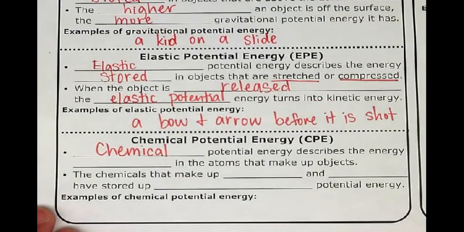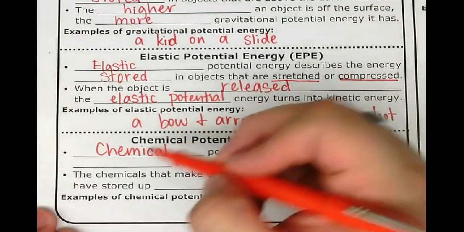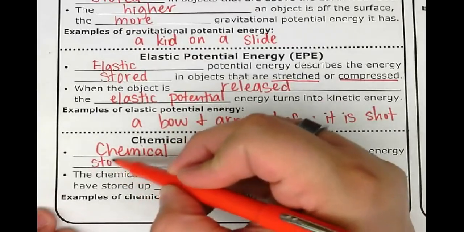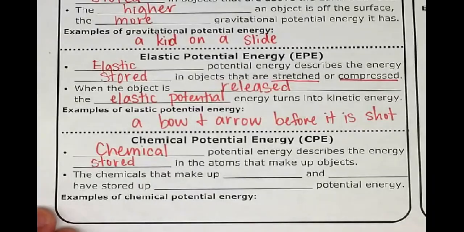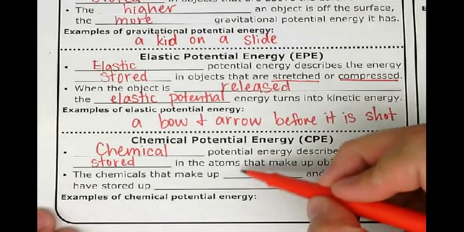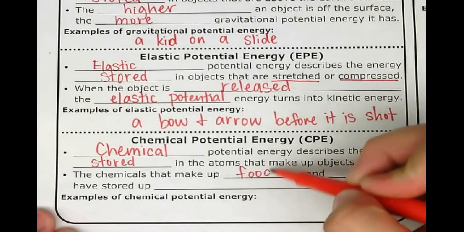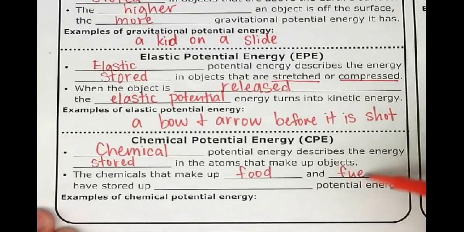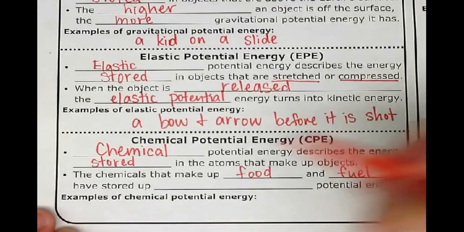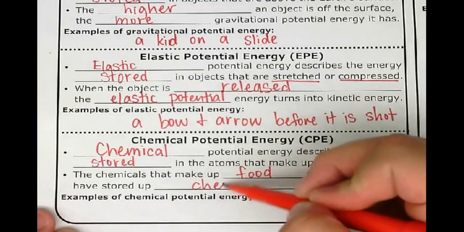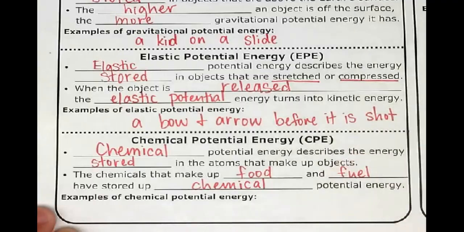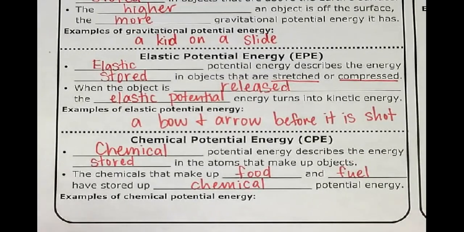And chemical potential energy describes the energy stored in the atoms that make up objects. The chemicals that make up food and fuel have stored up chemical potential energy, right? Food, fuel, batteries, and chemical reactions. These all have chemical potential energy.